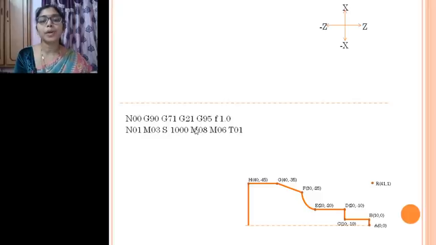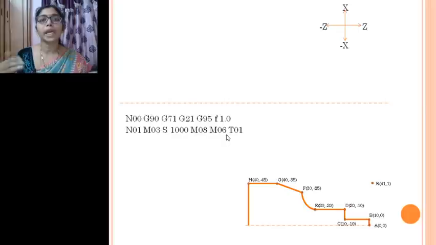And then M08. After you start the spindle rotation, what do you have to do? You have to switch on the coolant. During the machining, we have to switch on the coolant. M08 is coolant on. All these things you will find in the list which has been provided in the previous slides. Now M06 is the tool change option. Earlier you might have done some operation using some tool.